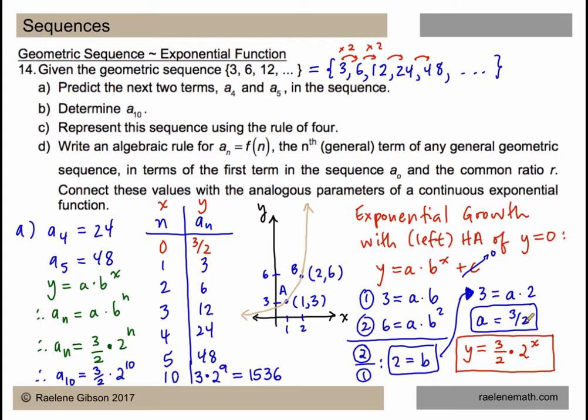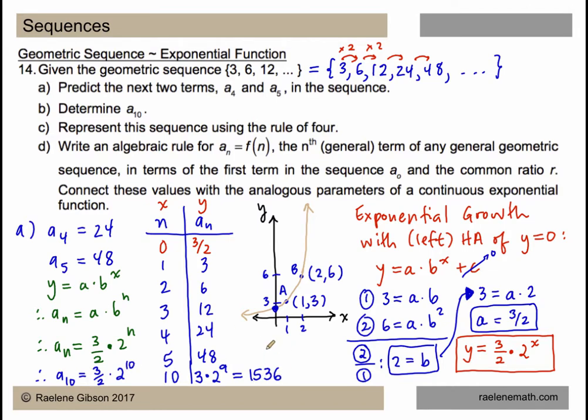Back substituting gives us the initial value, or the y-intercept if you will here, of 0, 3 over 2. And so we have our exponential model for the continuous variable x. Representing that as the discrete model, y is a_n and x is n, and then we get the exponential model in terms of n, which we can then substitute with the specific value of 10 that we wanted. We can reduce the 2's and get 1,536.